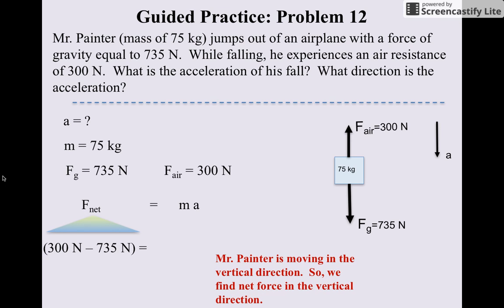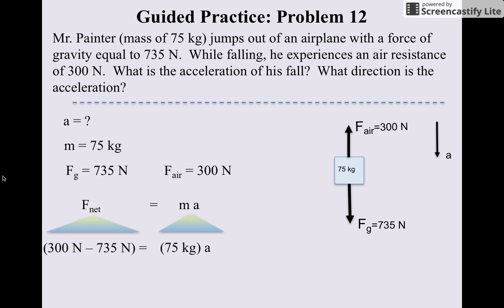And I find my net force. So an important thing here is that because the acceleration is in the vertical direction, I'm moving in the vertical direction. And so when we solve for the net force, we're paying attention to the vertical direction, not the horizontal. So 300 minus 735, and that's going to equal MA.